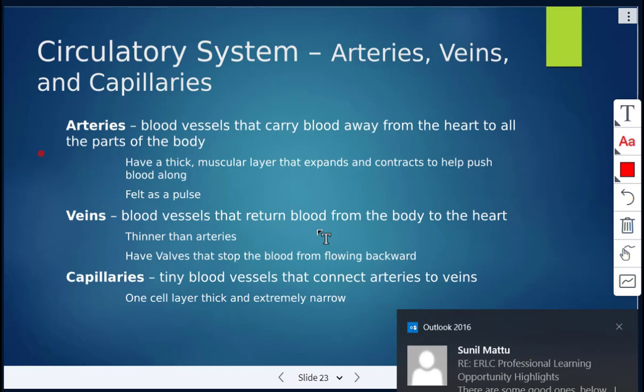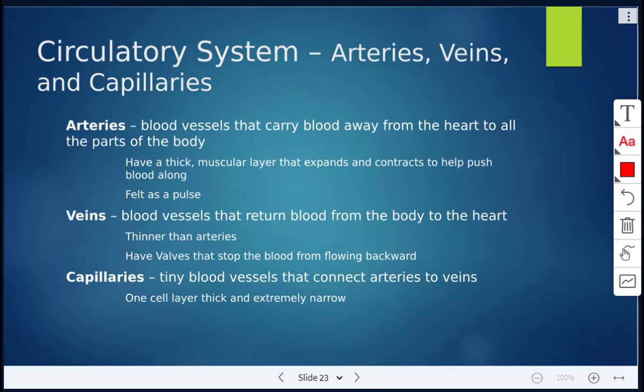So the next part of the circulatory system we're going to look at are arteries, veins, and capillaries. Some say capillaries, some say capillaries. So arteries, these are the blood vessels that carry blood away from the heart to all parts of the body. And one way to remember that is arteries starts with A and away from the heart. So that's one way to remember it.